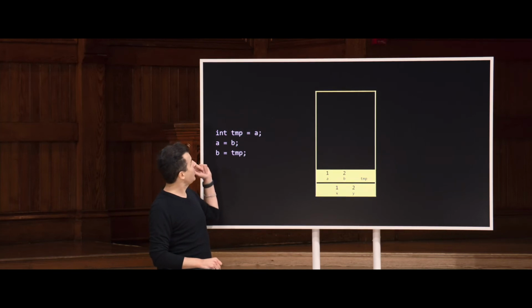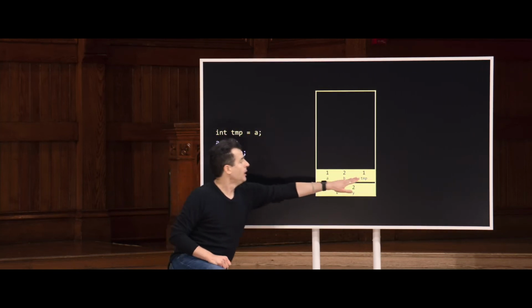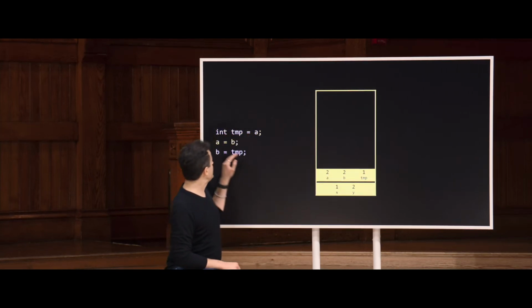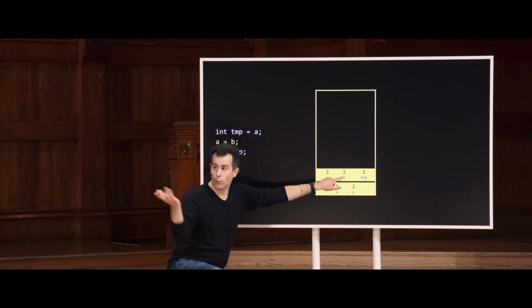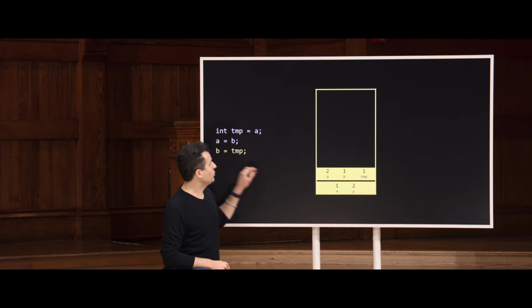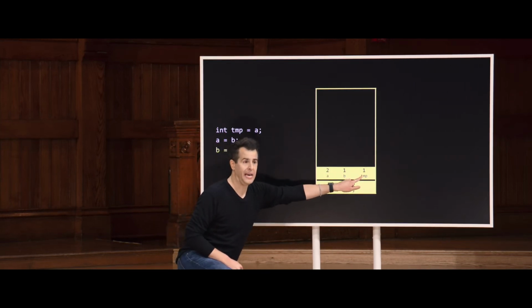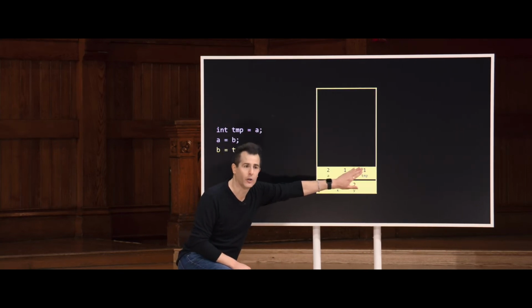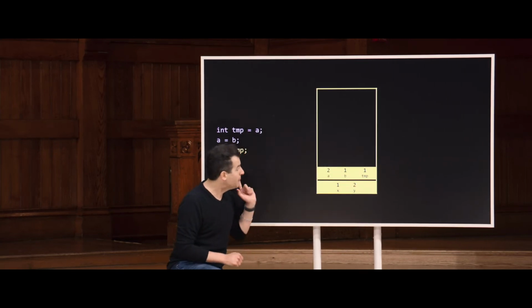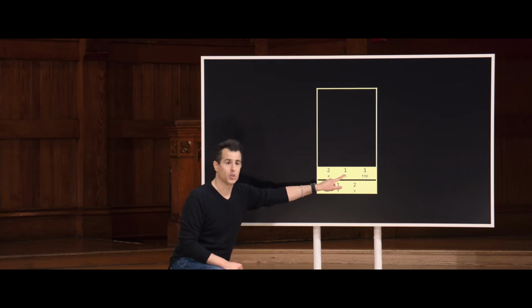So if I execute the first line of code, temp equals a, temp gets a copy of a. What happens next? A equals b. So a takes on a copy of b, and now we do the final swap in the glasses. B equals temp, b gets a copy of temp. Now, we don't have to change temp because it's essentially empty, although there's the garbage value 1 that is always going to be there until we reuse that memory. The important thing, though, is that a and b have been swapped.